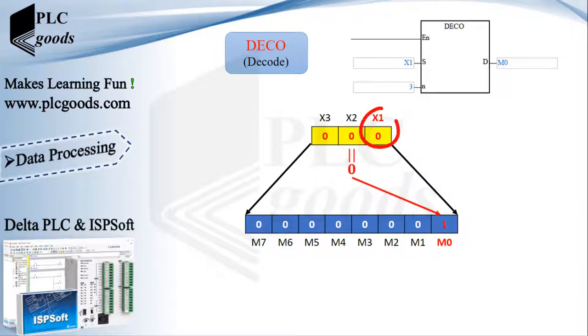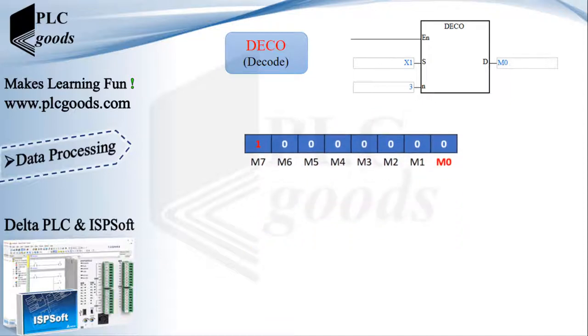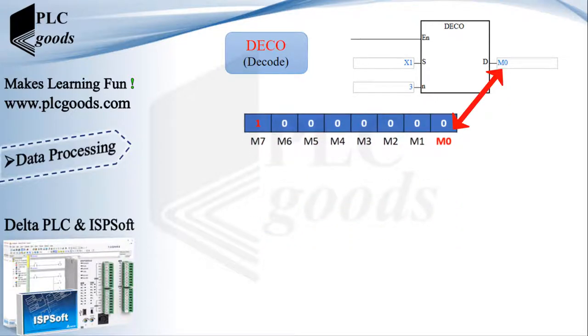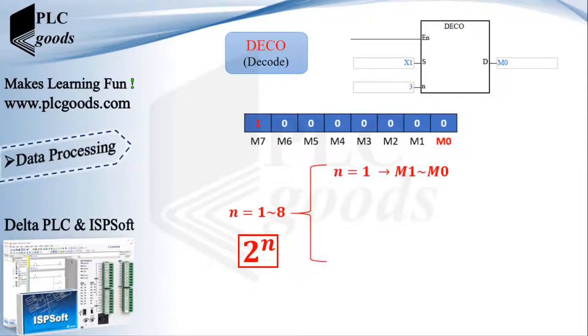The next state is to change X1 to 1. At this time, the next address at the output part, M1, will be on. Similarly, based on the stored number at the input part, this instruction will activate only one bit, from M0 to M7. Note that, when a bit address like M0 is used at the output part, the second input, N, can be a number from 1 to 8. Based on this formula, PLC will determine how many bits we'll need, after the selected address.